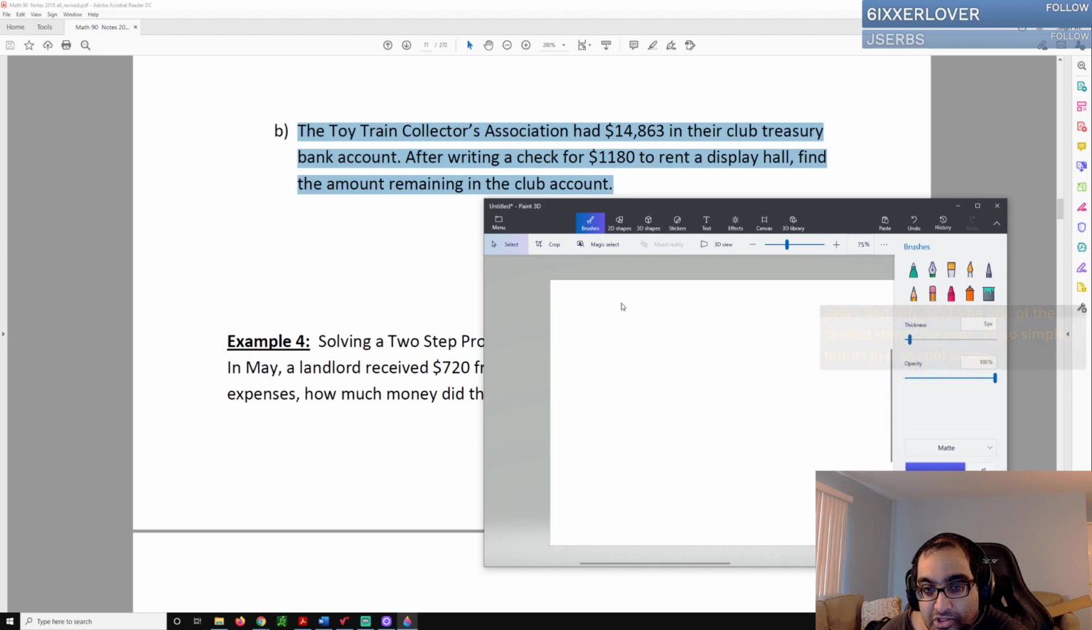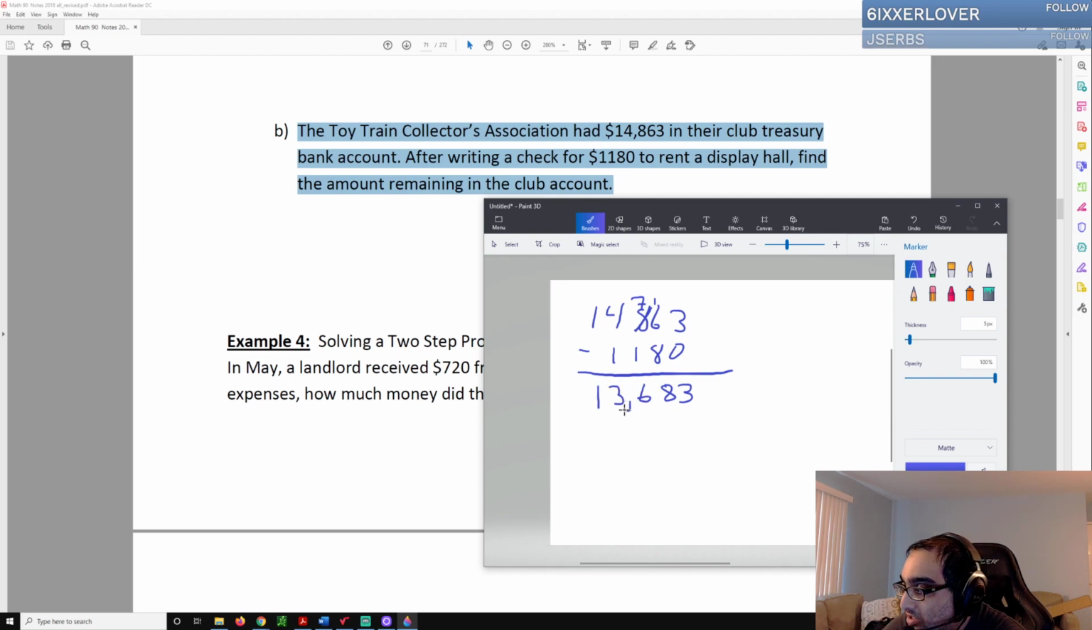All right. So this association had $14,863 in their club treasury, and they spent $1,180. They sent out a check for bills and whatever, maybe club supplies. So then we figure this out here. Again, we borrow 1, so take that to a 7. This is 16 minus 8, which is 8. 7 minus 1, which is 6. 4 minus 1, 3. And 1. So indeed, $13,683 is spot on.